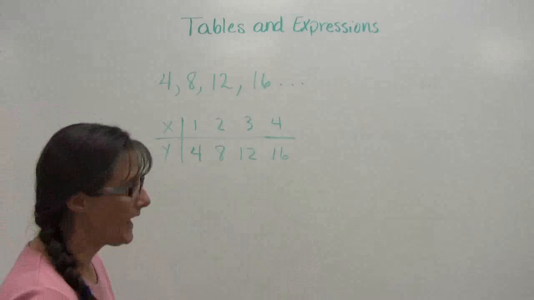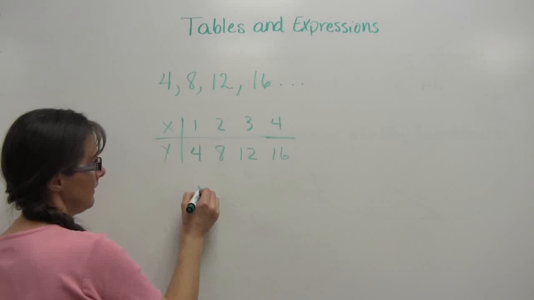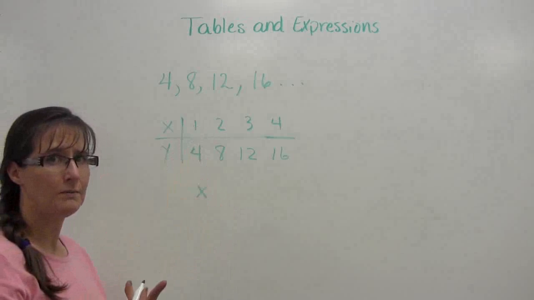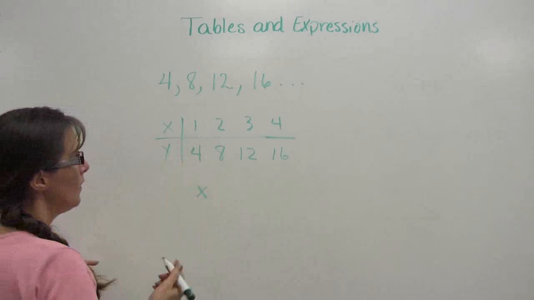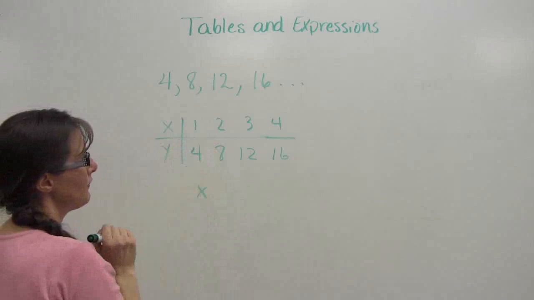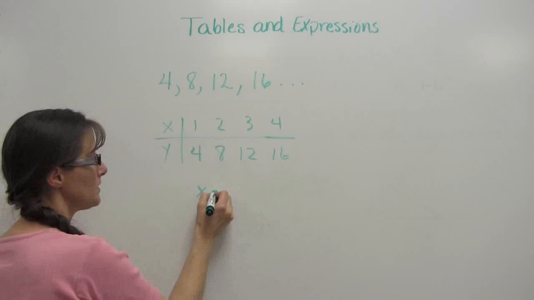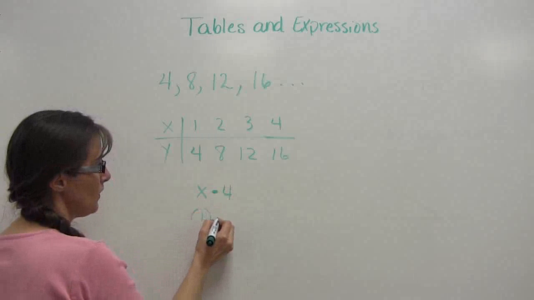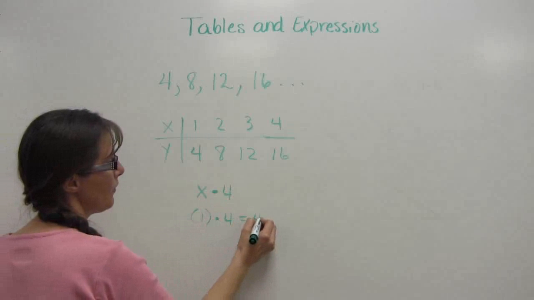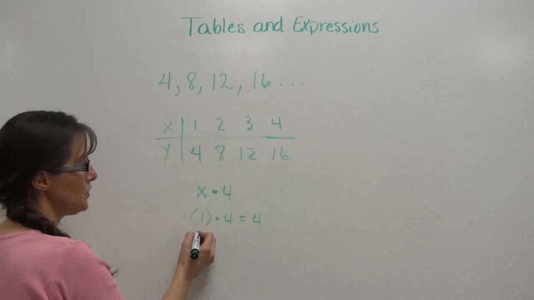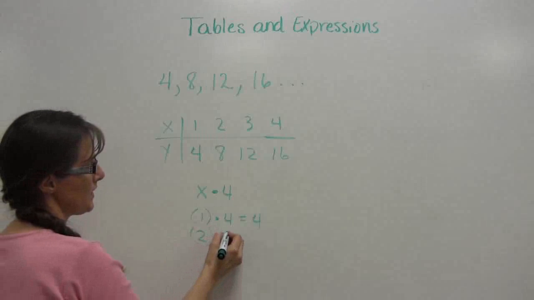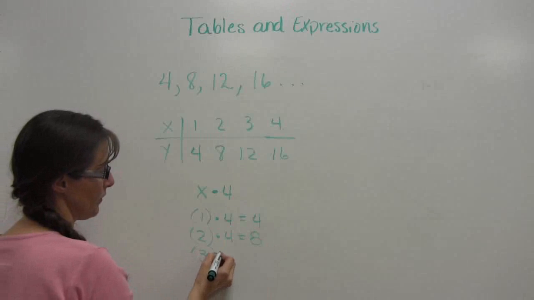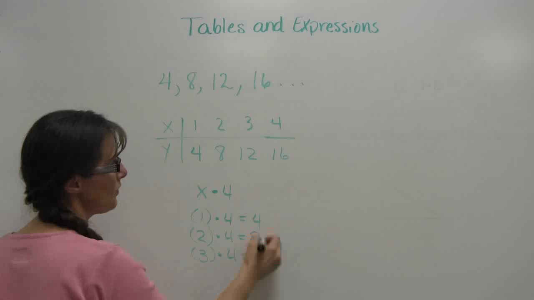Okay, well, if I didn't add, then what did I do? Well, my number is getting bigger, so my choice is going to be add or multiply. What could I do to the 1 to get a 4? Well, I could multiply it by 4. So in position 1 times 4, I get a 4. Let's see what happens when I put a 2 in for X. 2 times 4 is 8. That works. How about 3 times 4? 3 times 4 is 12.